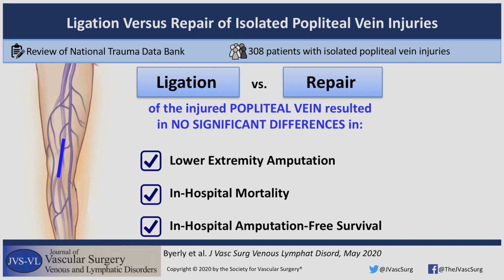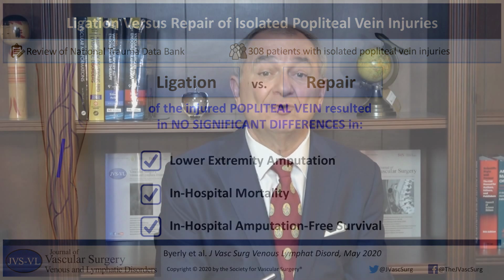So the take-home message of this paper is that early, and I have to emphasize it, early in-hospital outcomes are not different between ligation and repair of isolated popliteal vein injuries. It is important to note also that there were several limitations in this paper, including treatment bias and reporting bias, owing to the retrospective design of the study.